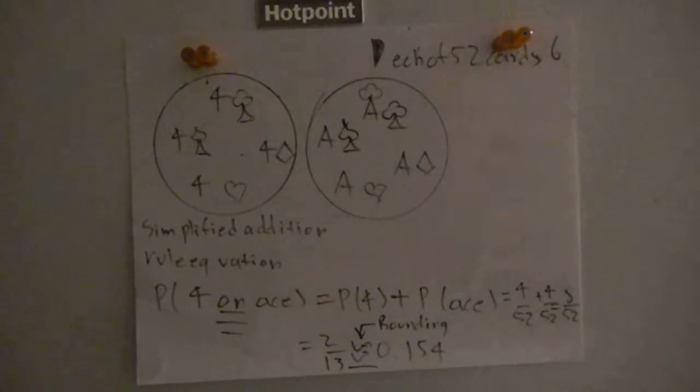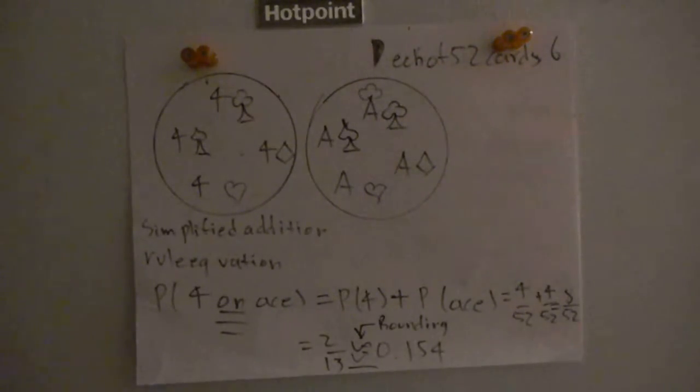For our first question, you select a card from a standard deck. Find the probability that the card is a 4 or an ace. The events are mutually exclusive, and we would be using the simplified addition rule. The probability of a 4 or an ace equals the probability of 4 plus the probability of ace, which equals 4 out of 52 plus 4 out of 52 equals 8 out of 52. Simplified equals 2/13, which is approximately, rounding, 0.154.